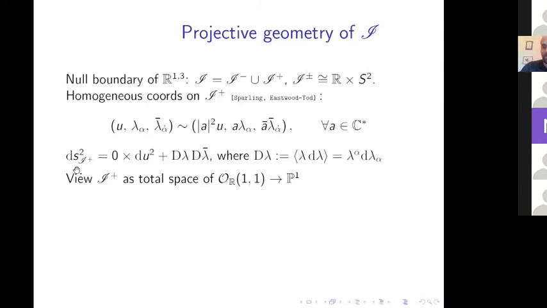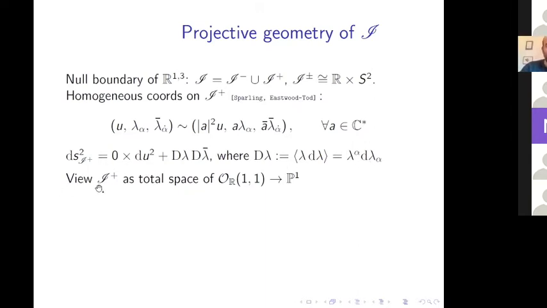But then the conformal class of degenerate metrics on this null hypersurface scri, say scri plus for instance, is 0 times du squared plus a conformal metric on the 2-sphere, which is just proportional to the holomorphic one-form on CP1 of weight 2. So this angle bracket notation denotes contraction on SL2 spinor indices, undotted SL2 spinor indices. That means we raise and lower SL2 spinor indices using the 2-dimensional Levi-Civita tensor, the canonical invariant tensor under SL2. And D lambda bar is just the complex conjugate of this.